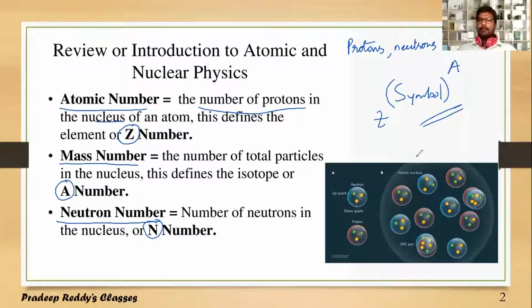Based on atomic number and mass number, you can classify nuclei into different types. The constituents of the nucleus are said to be nucleons. Each nucleon is made up of subnuclear particles called quarks. A proton is made up of quarks. A neutron is made up of quarks. Quarks are subnuclear particles.